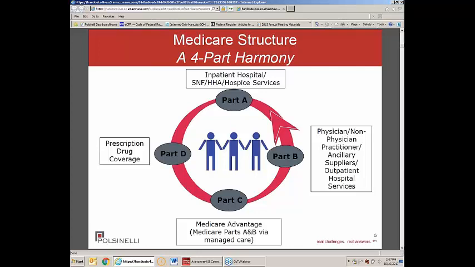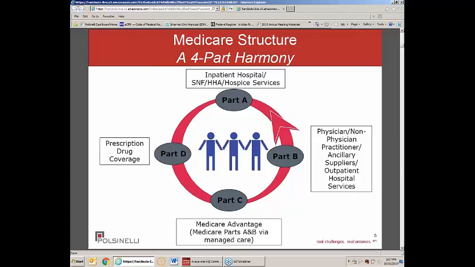In 2016, the payments to Medicare Advantage plans accounted for about 29% of overall Medicare spending. Finally, we have Part D, which is the voluntary outpatient prescription drug benefit. Like Medicare Advantage, the Part D benefit is offered through private health plans that contract with Medicare. But unlike Medicare Advantage, the Part D benefit is in addition to Parts A and B.